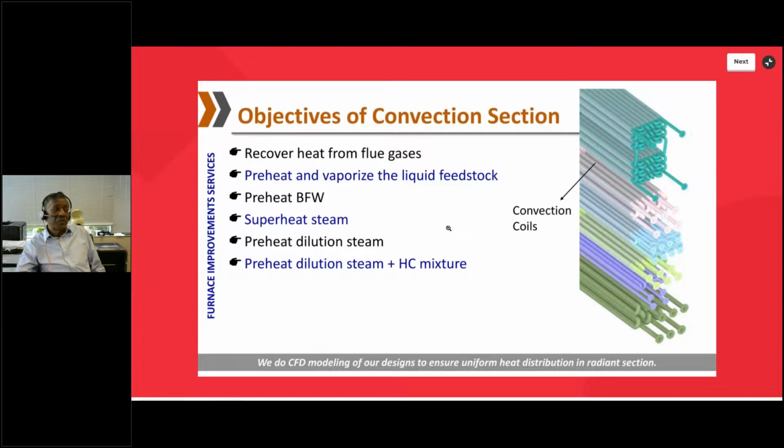So what are we trying to do in the convection section? We are trying to recover the heat, and that is for minimizing energy cost. So we want to recover the heat, and that heat is used for preheating the liquid feedstock, or if you have a gaseous feedstock, then we preheat the gas feedstock. We also preheat boiler feed water and generate superheated steam. Then we also preheat dilution steam, and then preheat the dilution steam plus hydrocarbon mixture. That's typically what we do in the convection section.